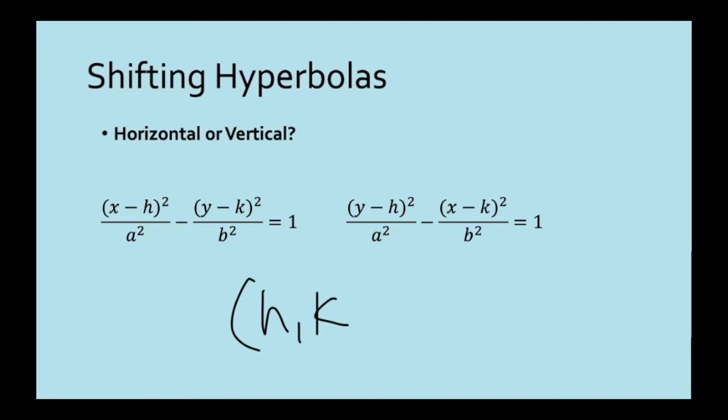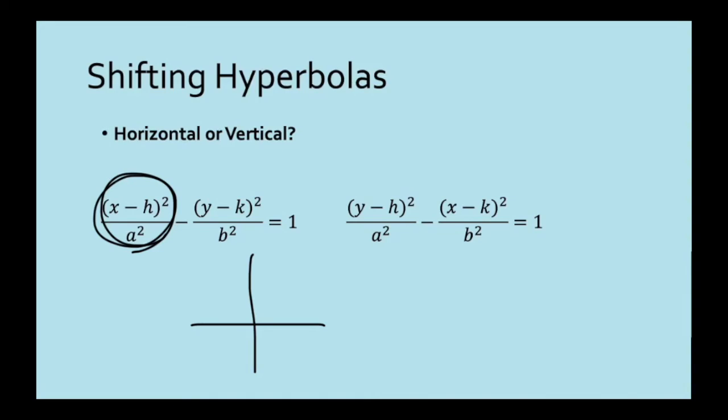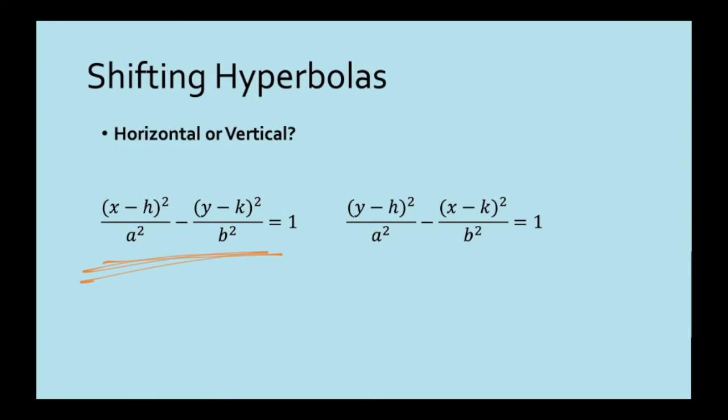Now we need to decide which one's the horizontal one and which one's the vertical one. Since x is listed first, and when we were doing our ellipses and hyperbolas, when the x was listed first, we were on the x-axis in some way. So that is horizontal. When we had y listed first, they were either up-down for ellipses or the same up-down for hyperbolas. So this is our vertical equation. I would suggest that you write the word horizontal and the word vertical underneath there for your notes.